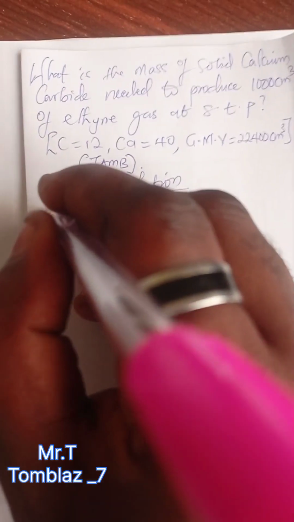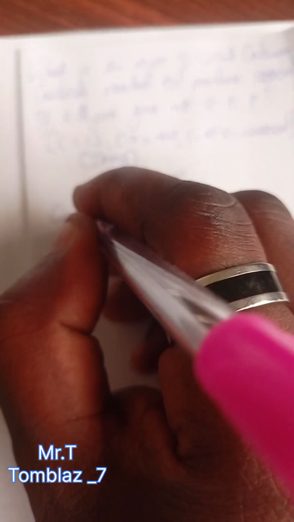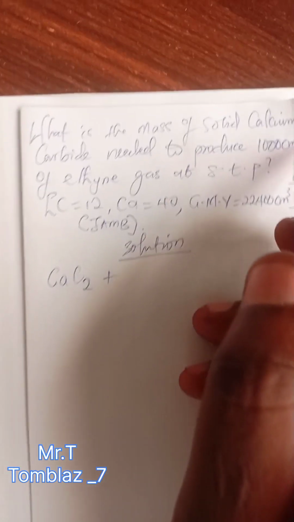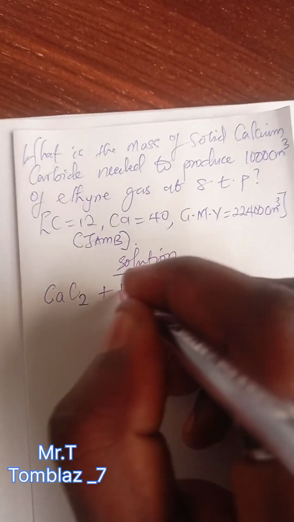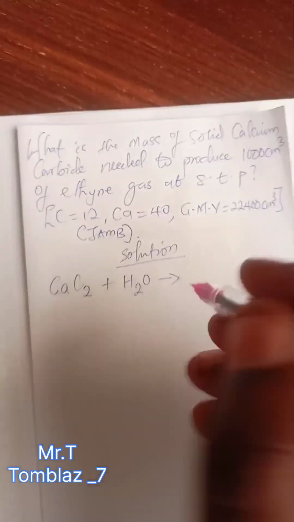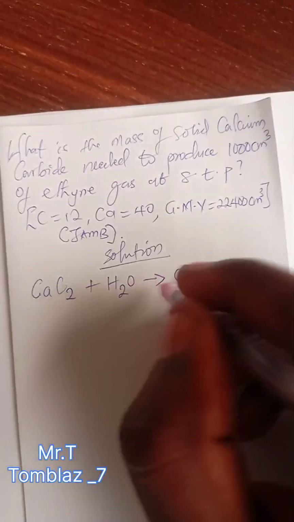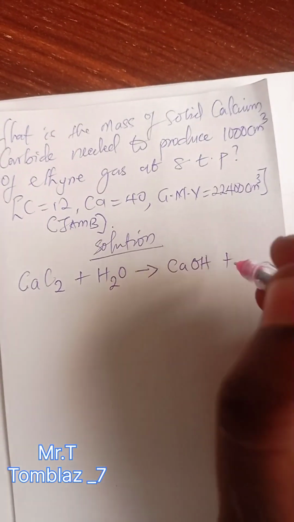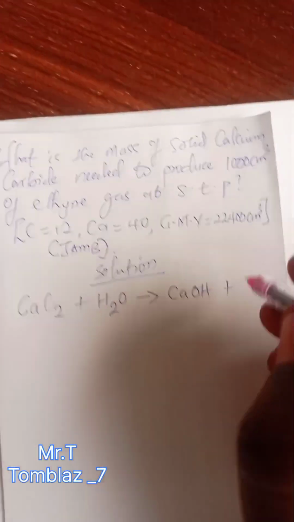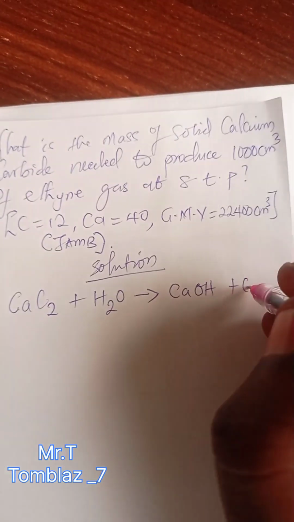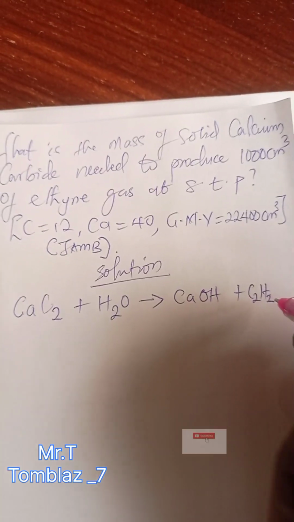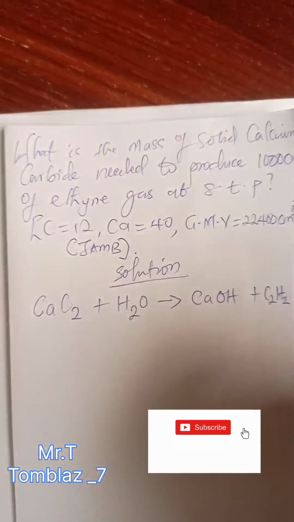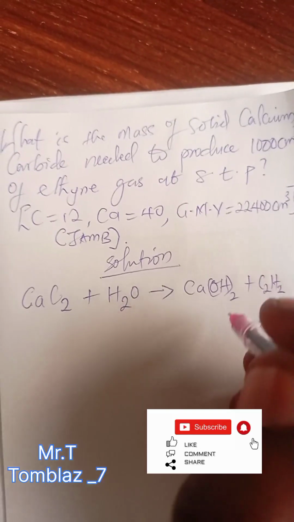So they say calcium carbide and it's solid. So we have calcium carbide, right? And they say it produces 1000 centimeters cube of ethane. That means it was reacted with water to produce. Let's balance this equation now. CaC2, right? Then plus, so it's going to produce ethane gas now. So we have ethane gas, right? So this is the gas that is produced, and then this one will carry 2 here, right?